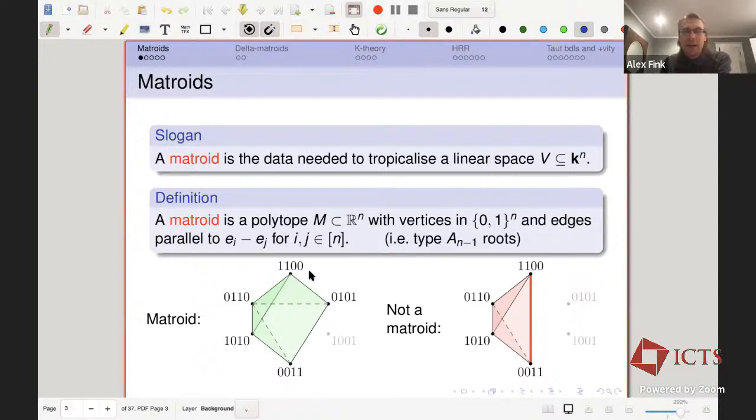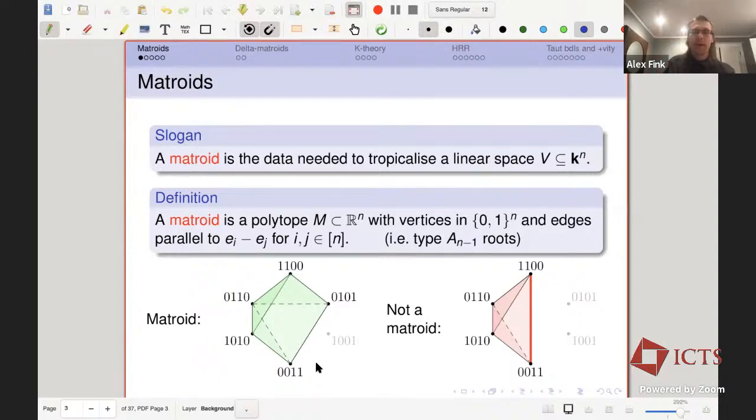So I've got 2 polytopes on the slide. Both have vertices that are 0, 1 vectors of length 4. So these live in R^4, although they live in a hyperplane, so they're 3-dimensional. And you can see that the right one is not a matroid because the edge I've highlighted in red has direction e_1 plus e_2 minus e_3 minus e_4. I have to change 2 1s to 0s and 2 0s to 1s. So that's a bad edge. And the polytope on the left has no bad edge like that. So the green polytope on the left is a matroid.